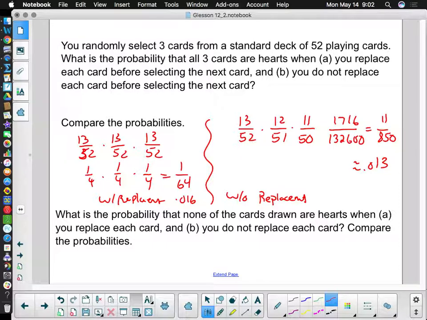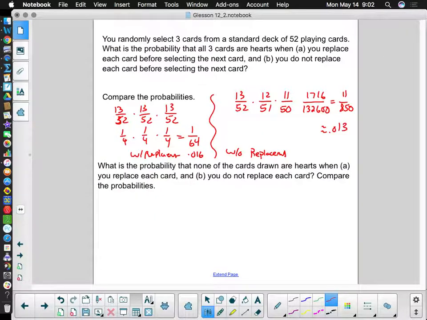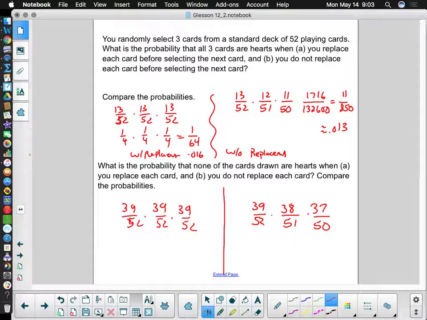Okay, how about the probability of no hearts when we replace, and when we do not replace? Well, that's just going to be the complement of each of these. So no hearts would be 39 out of 52 times 39 out of 52 times 39 out of 52, and 39 out of 52. Without replacement, there are 38 no hearts left out of 51, times 37 no hearts left out of 50. And we could go ahead and calculate those.